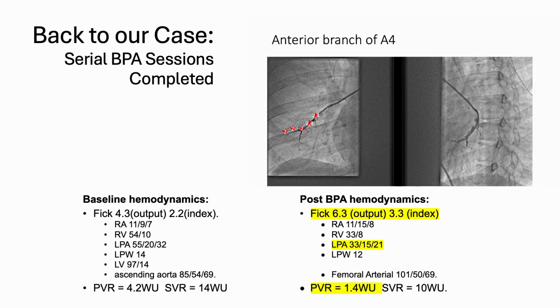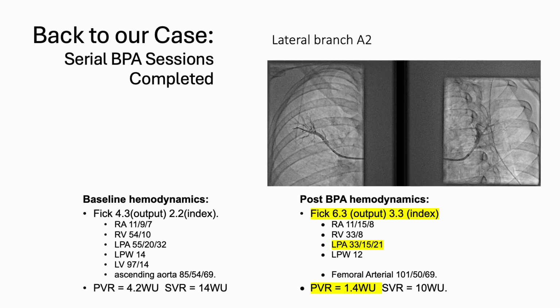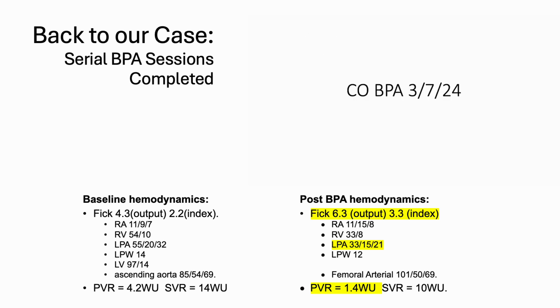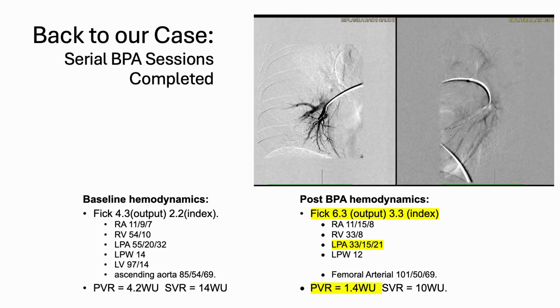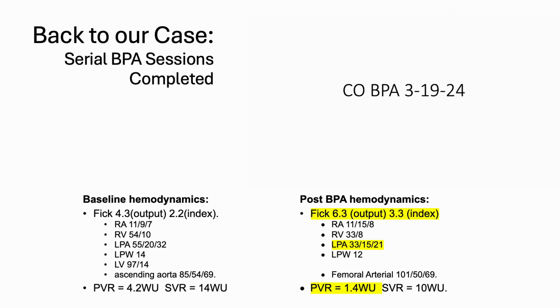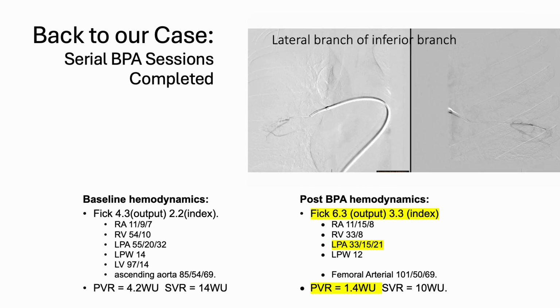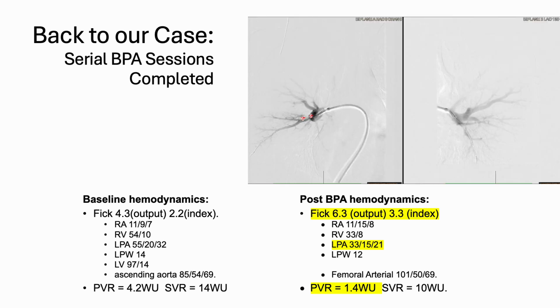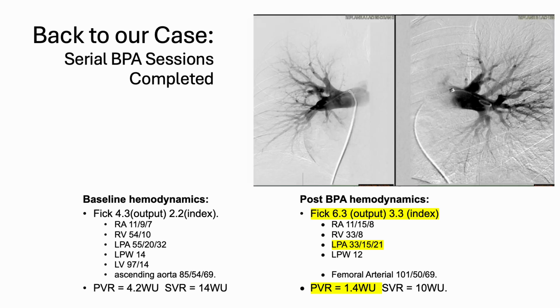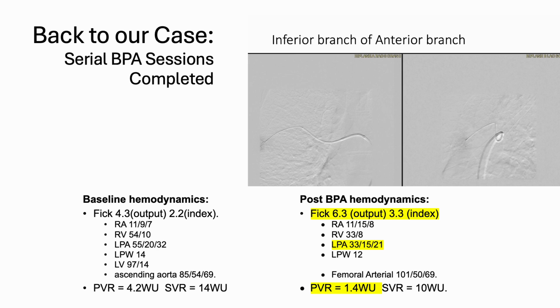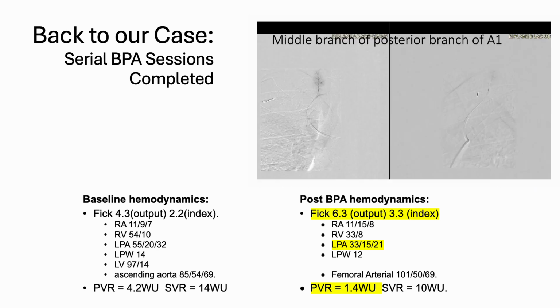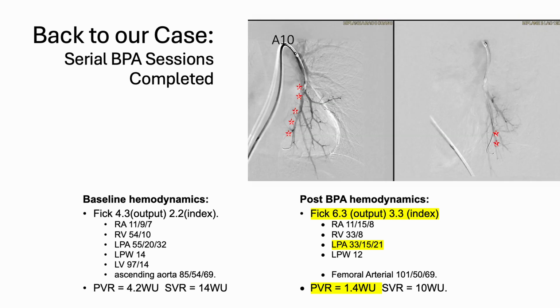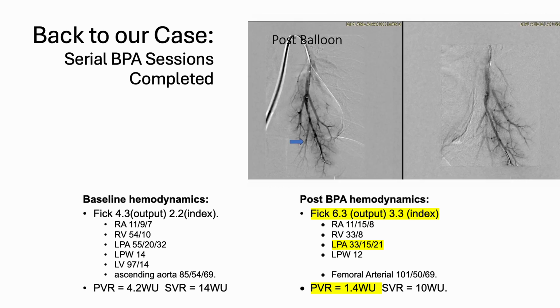So going back to our case, what I'm showing here is a slideshow through all of the serial balloon pulmonary angioplasty sessions that we completed in our patient. And on the bottom left-hand side of the screen, you can see our initial hemodynamics, and I want to really highlight in yellow the post-serial balloon pulmonary angioplasty hemodynamics, approximately 10 sessions. What you can see here is we were able to increase our Fick cardiac output from 4.3 to 6.3, really normalizing her cardiac index.